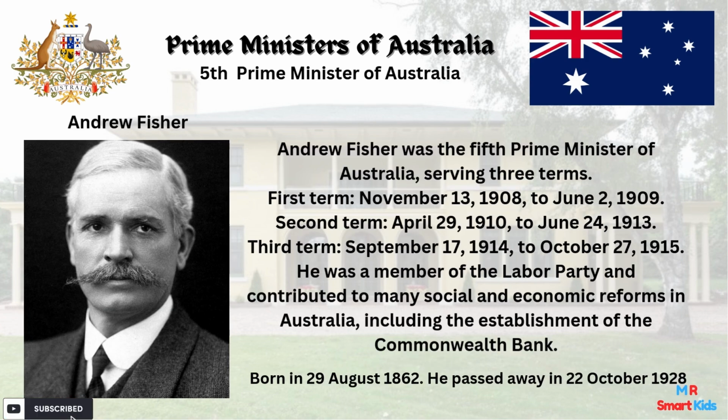Andrew Fisher was the 5th Prime Minister of Australia, serving 3 terms. First term, November 13, 1908, to June 2, 1909. Second term, April 29, 1910, to June 24, 1913. Third term, September 17, 1914, to October 27, 1915. He was a member of the Labour Party and contributed to many social and economic reforms in Australia, including the establishment of the Commonwealth Bank. He was born on August 29, 1862. He passed away on October 22, 1928.